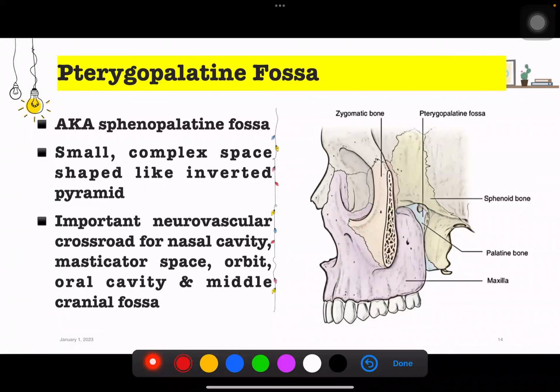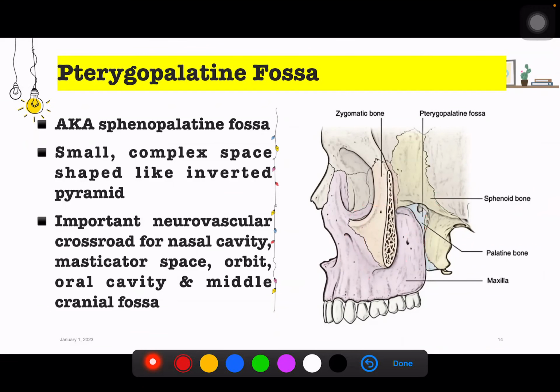Other contents within the fossa are the maxillary artery, which will enter the fossa via the pterygomaxillary fissure and will divide into descending palatine artery, pharyngeal artery, artery of the pterygoid canal. It will also give posterior superior alveolar artery and infraorbital artery, which will again give anterior and middle superior alveolar arteries. Then it will give the terminal branch, the sphenopalatine artery, which will go to the nasal cavity.